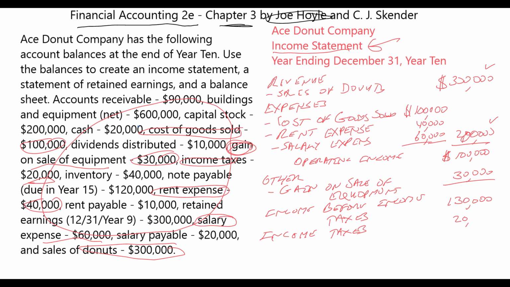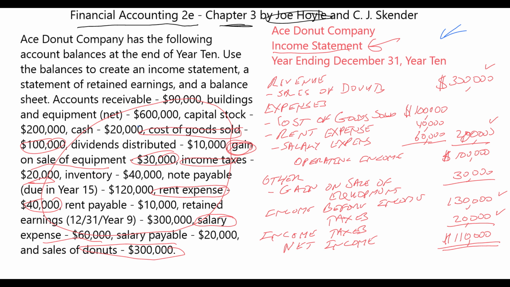If your income before income taxes is $130,000, and the income tax figure that you pay the government is $20,000, that leaves you with net income. The increase in the net assets of the business for this year from being a business of $110,000. That's your net income. This is your very first financial statement. The income statement is always done first.